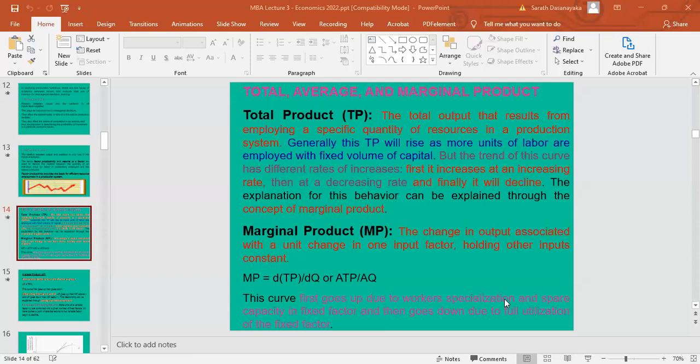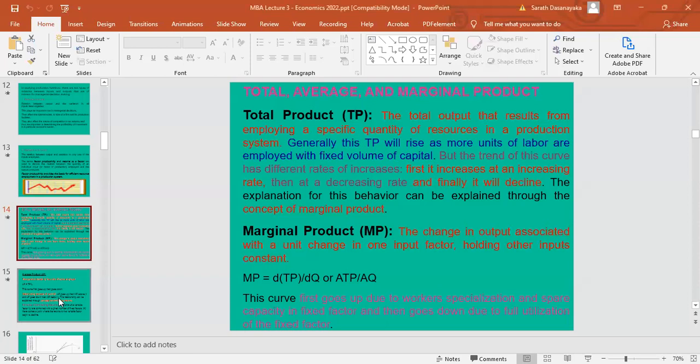Then you can apply this to the Sri Lankan public sector. The Sri Lankan public sector total product curve behaves that way, because you need 5 people, but we have 25 people there. In the private sector you hardly see that. In the public sector, in many countries, you find that using this curve, we can explain it.